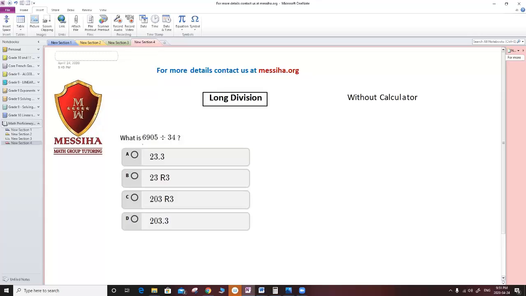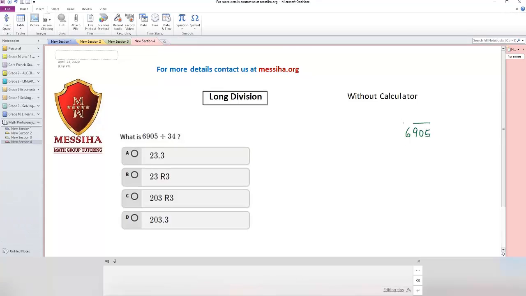You can see a number like 6,905 divided by 34. I'm going to write it here, and as you can see, this is a question without a calculator, so we have to use long division.